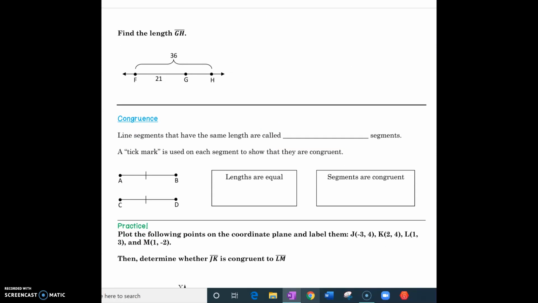So for this next problem, we kind of have to work backwards, right? This time we're given the length of the entire segment, and we have to find the length of this smaller piece here, GH. So again, let's write out our segment addition postulate first. We have the length of FH is equal to the length of FG plus the length of GH.